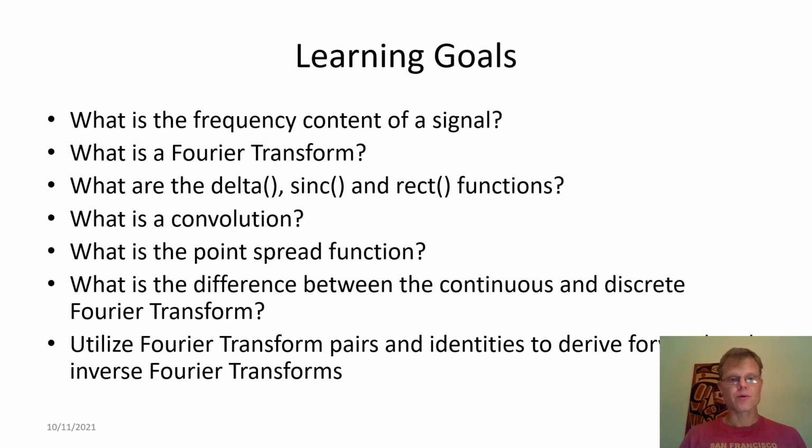Okay, and with that, these are the goals I hope you took away from this lecture about the Fourier transform. Then we also talked about convolution, point spread functions, and then briefly discussed the concept of the discrete Fourier transform as well.